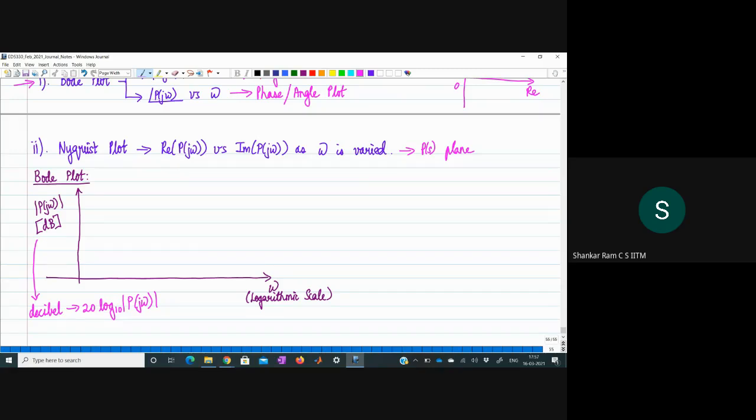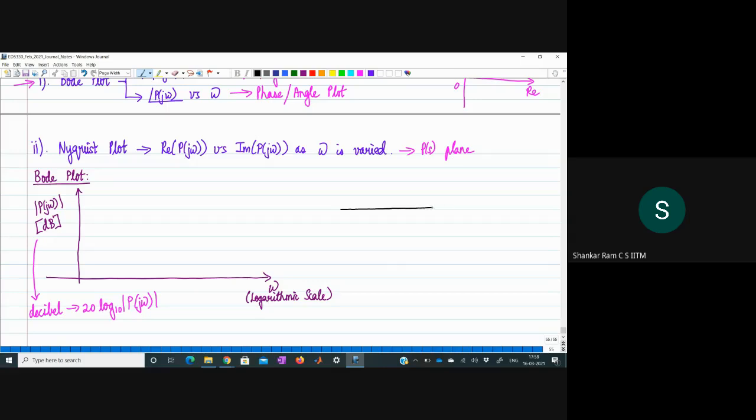For example, if we take the number 1, what will be the log of 1? It will be 0, right? So 1 will correspond to 0 decibel. If I take log of 10, I will get 1, so 10 will correspond to 20 decibels because I have to multiply by 20, and so on. We will see why we are using this unit for the magnitude, what is a logarithmic scale, and why do we use a logarithmic scale?